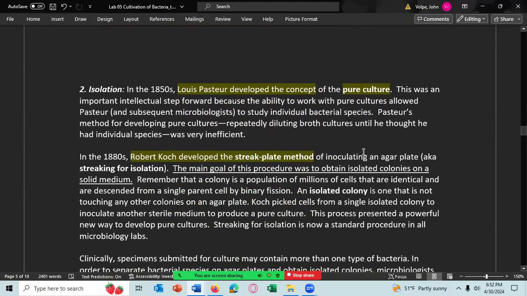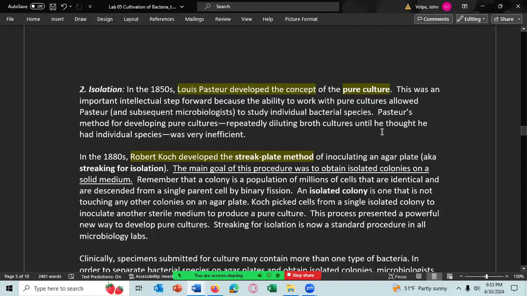All right, so we had step one. Let's move on to step two, isolation. Louis Pasteur developed the concept of a pure culture. He even developed a method for getting a pure culture, but it was very laborious. You had to have a liquid culture, and then you made different dilutions of that liquid culture. And then you would take that liquid culture and plate it in 10 different replicas. So each dilution had 10 different replicas.